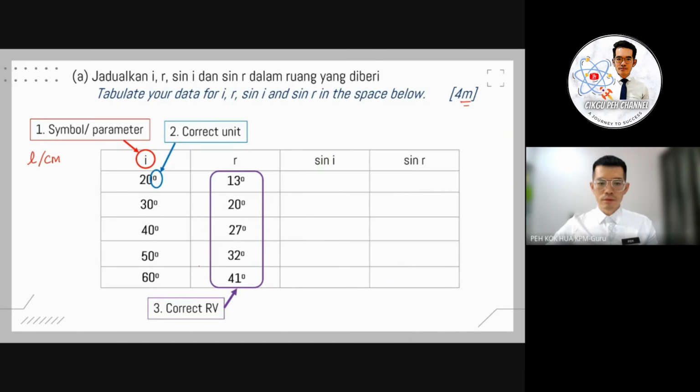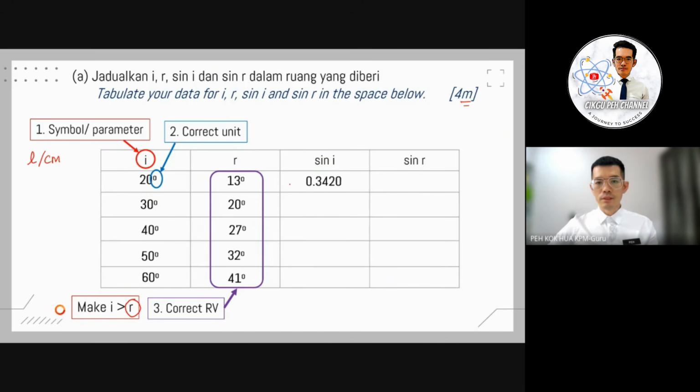So third, for this experiment, you must give the correct responding variable. What is the correct responding variable? As I mentioned just now, the light is traveling from a less dense medium to a denser medium, which is from the air to the glass block, so the speed of the light decreases. So the reading of the refracted angle here will always be smaller than the incident angle.